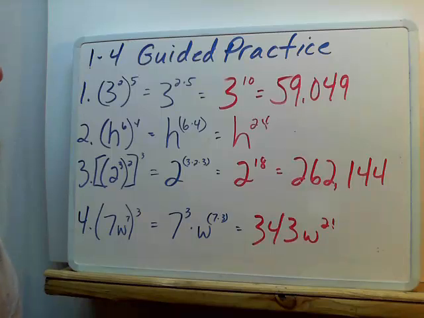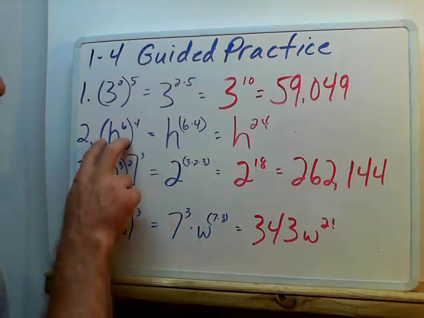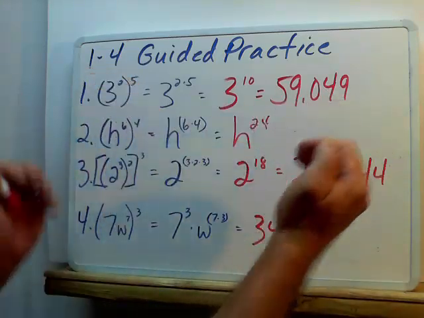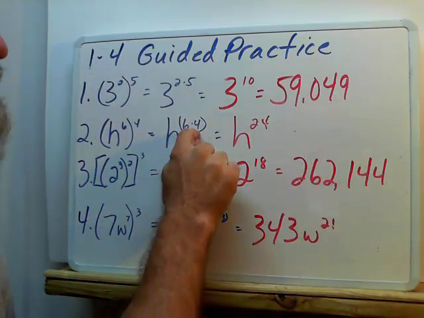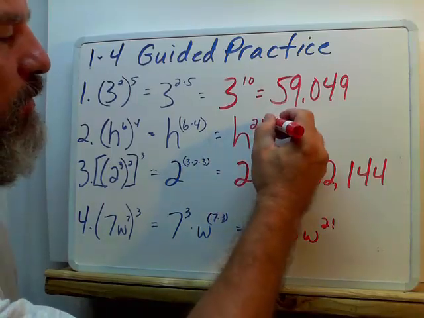We have h to the 6th and then to the 4th. So if we imagine 4 of these h to the 6ths, we have h to the 6 times 4, or h to the 24th power.